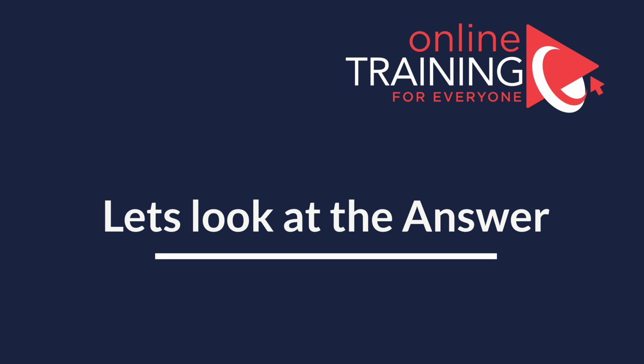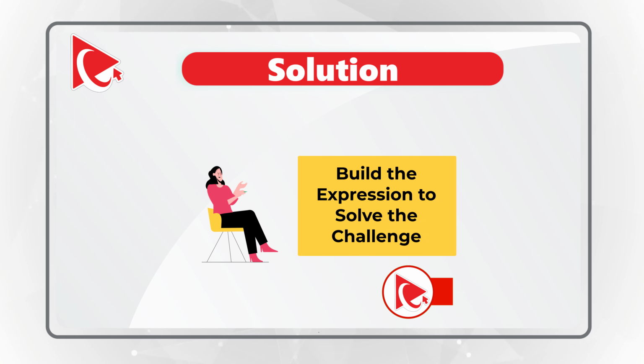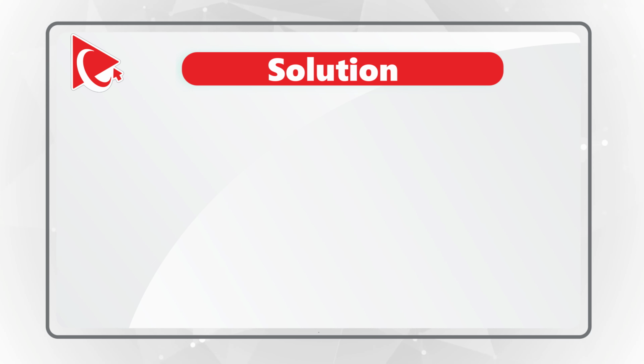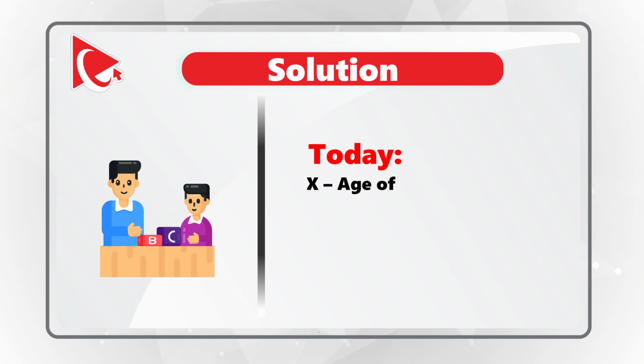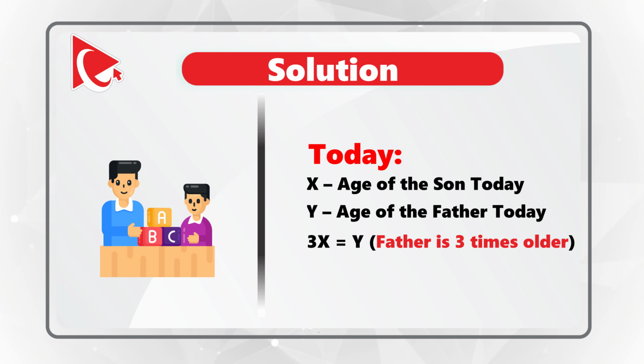One of the ways to solve this problem is to take the number from the solution and see if it will work the math. But instead of doing that, we're going to build the expression and calculate the father's present age. In the first step, we're going to introduce 2 variables. Variable x will represent age of the son today, and variable y will represent father's age today. So our first formula is 3x equals y, which indicates that today father is 3 times older than his son.